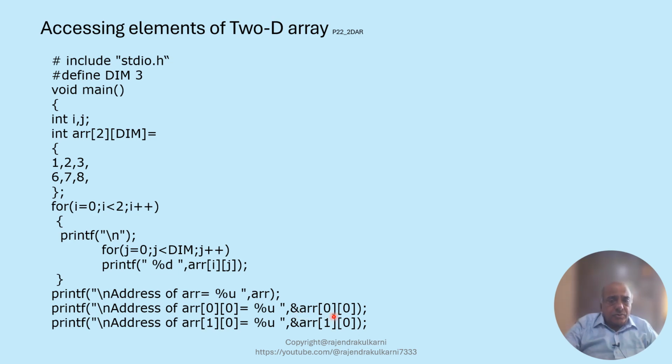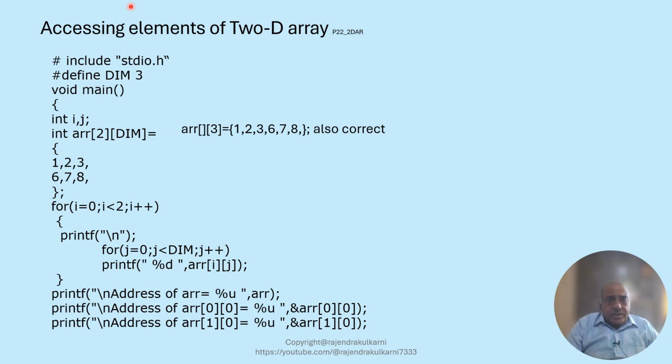ARR[0][0]. So this gives the address of the 0th 1D array, which is the 0th element of the array ARR. The third, ampersand ARR[1][0], will give us the address of the element number 1 of the array, which will be the 1D array consisting of values 6, 7 and 8.